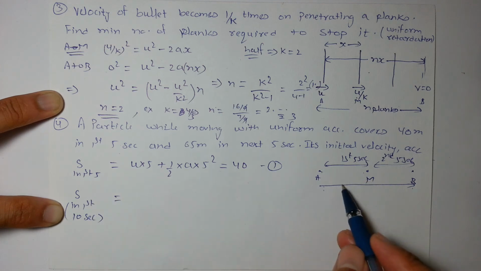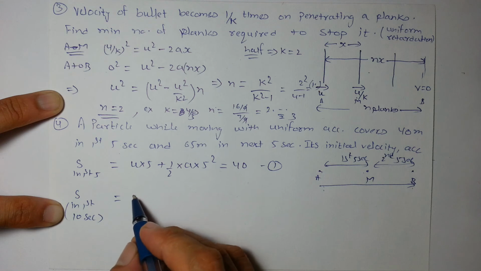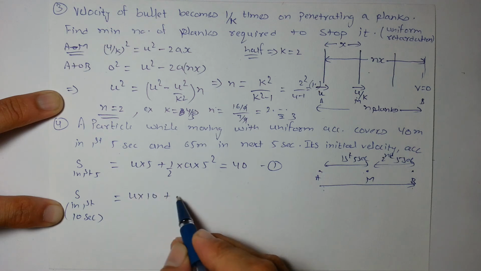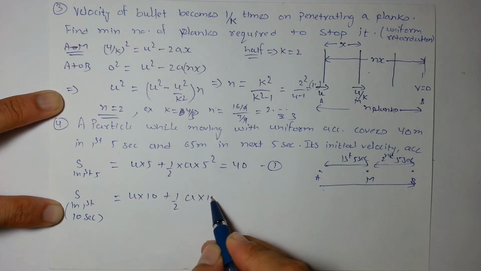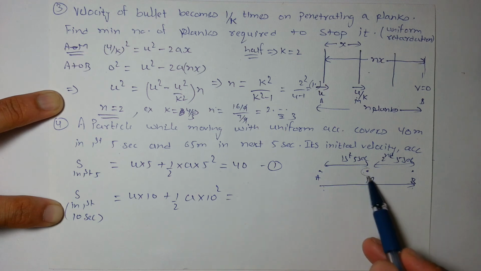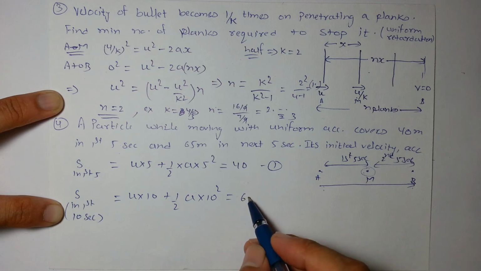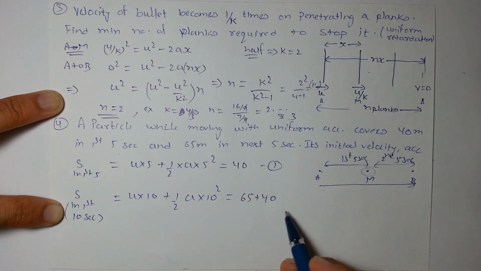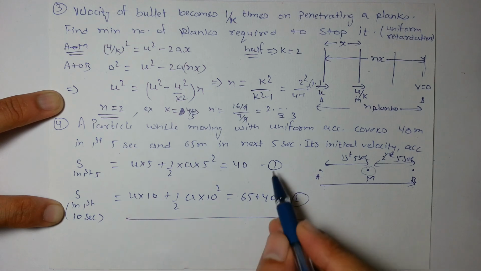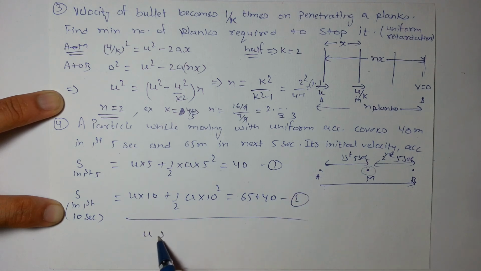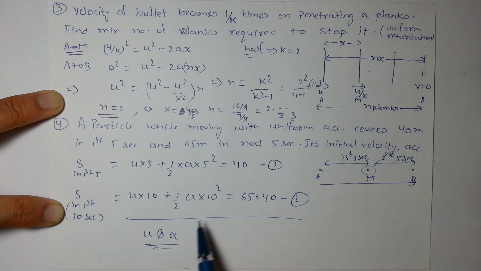So equation from A to B in first 10 seconds, u into 10 plus half a into 10 square. Otherwise we have to put another variable which is velocity at M. Okay, so that is nothing but 65 plus 40. This is equation 2. From 1 and 2 solve for u and a. 2 equations, 2 variables, solvable, you will get u and a, and anything can be calculated after that. Okay, thanks, enjoy.